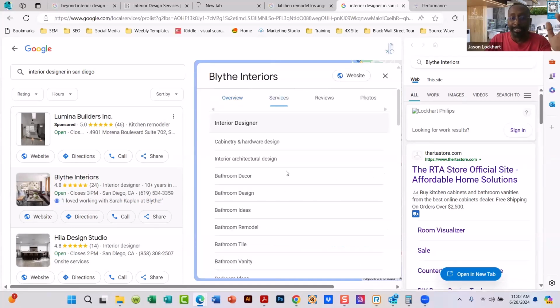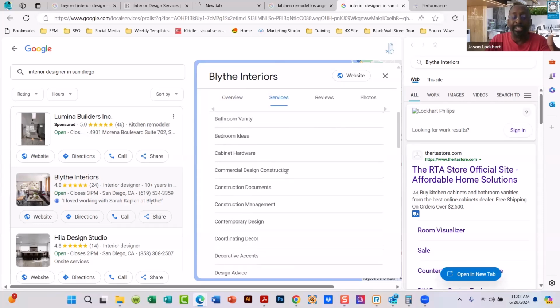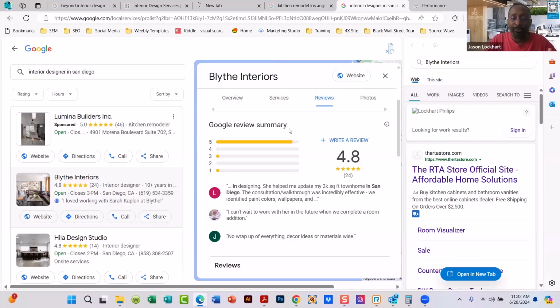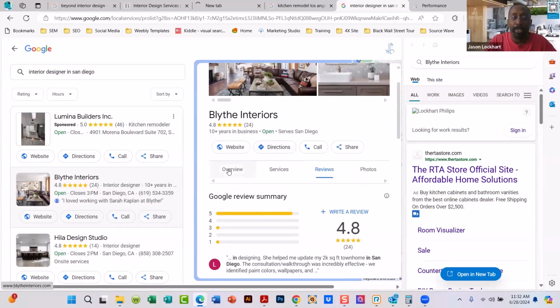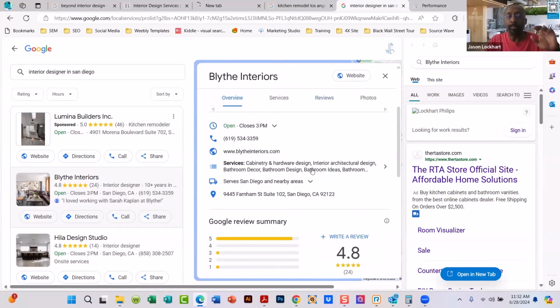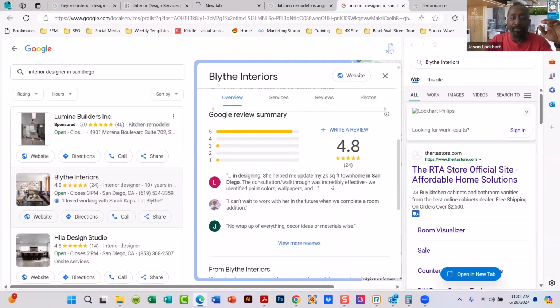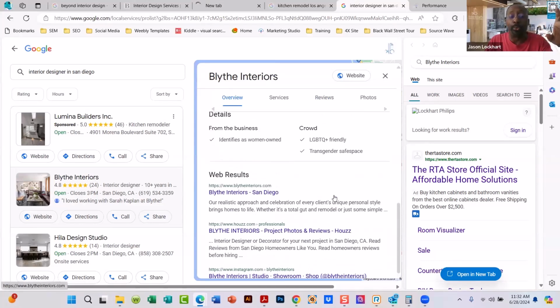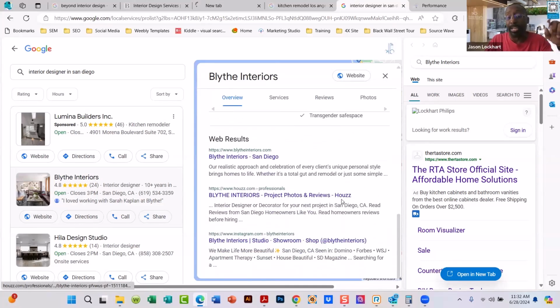So we'll look to see, okay, what all do they have listed here? In terms of the overview, like I said, the reviews, we'll look at all that as well. But we're looking at the services, and we're also looking at to see if they are doing any posting. So you can see here, they're not.